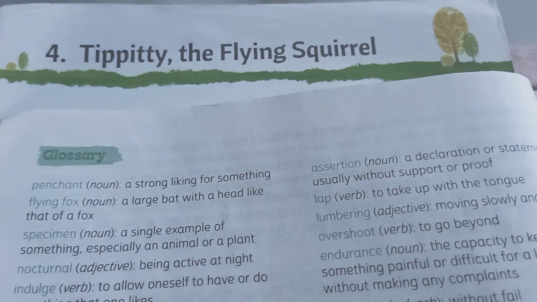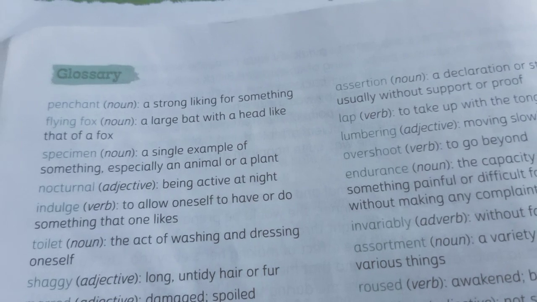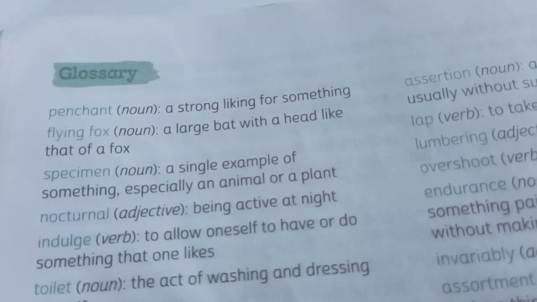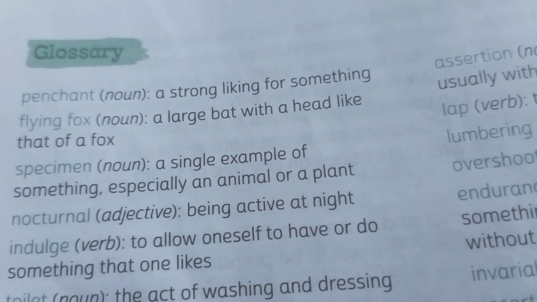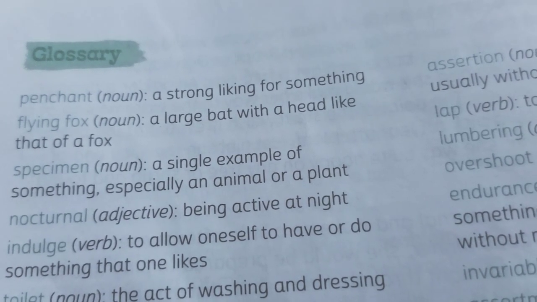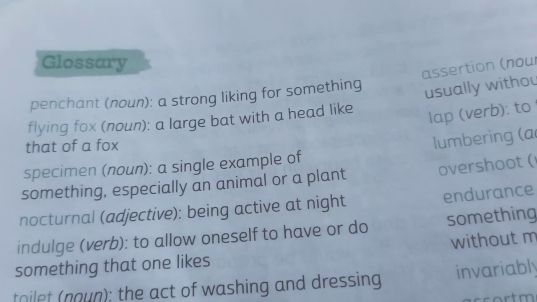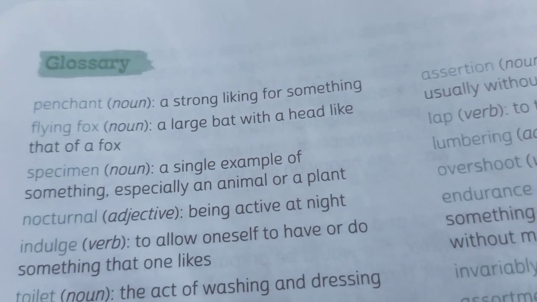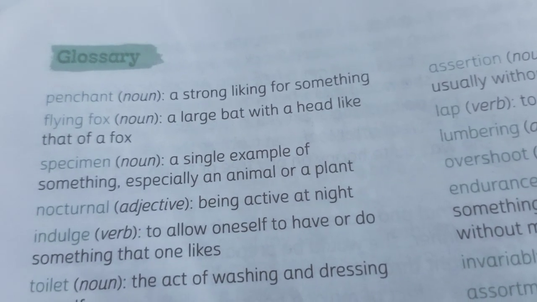Now just see the glossary of the story. These are some important words and meanings which are really important while studying the explanation of the chapter. To see the first word, pungent. What's the meaning of it? A strong liking for something. Just like pet animals, some pets start to lick their masters. The same condition is known as pungent.